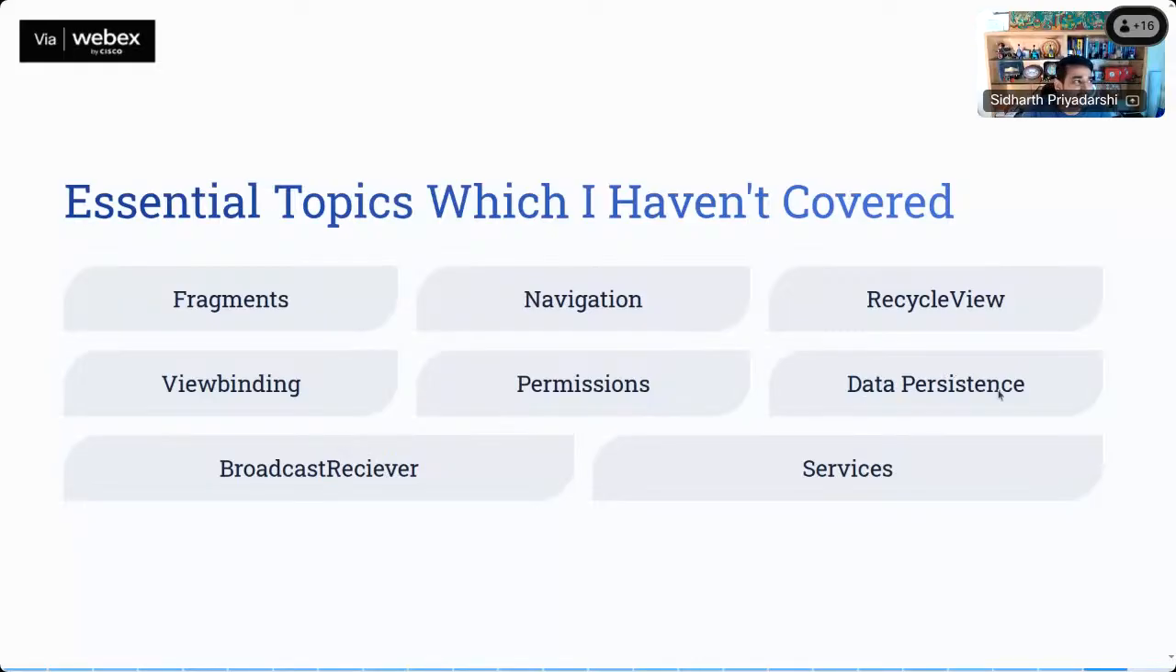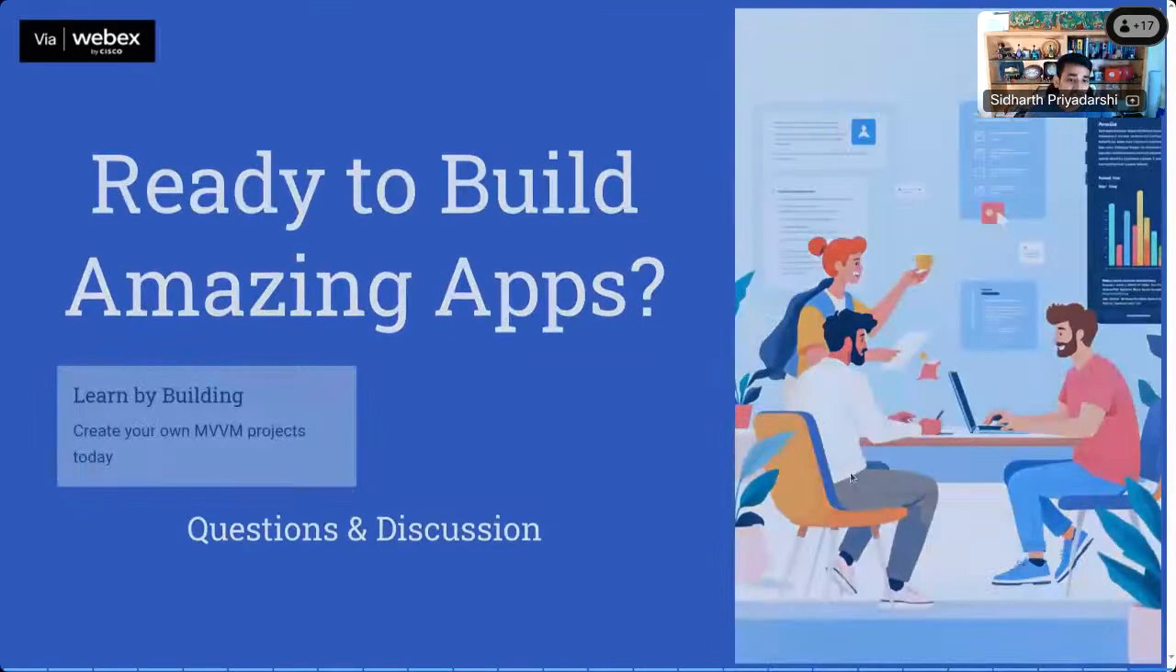Data persistence, I haven't covered anything related to data. Like we have shared preferences. If you want to store some sensitive token, then you should go with encrypted shared preferences. Also I haven't covered private folders, public folders and all these things. Broadcast receivers, I just told you about this a little bit. And then services, I just told you about this, but I haven't covered it in depth due to time constraints. Now yeah, you are ready to build amazing applications.